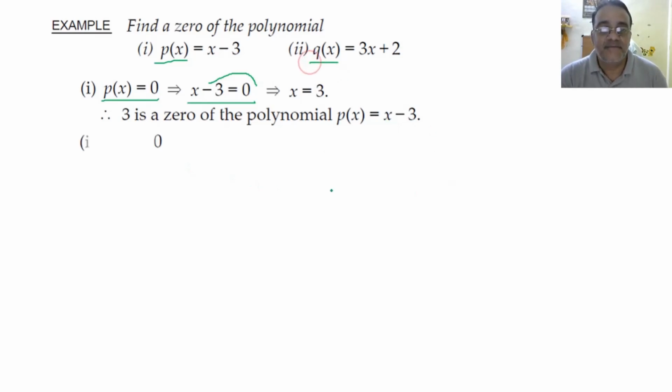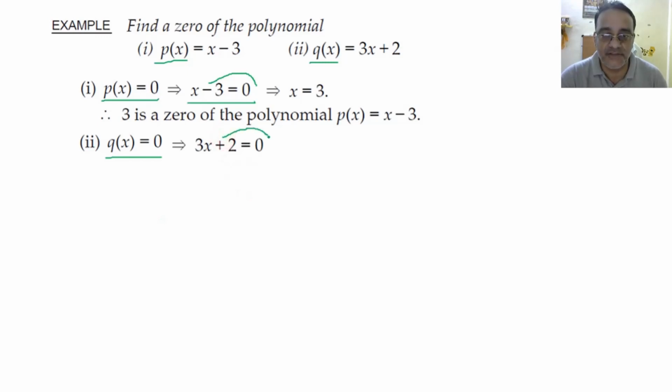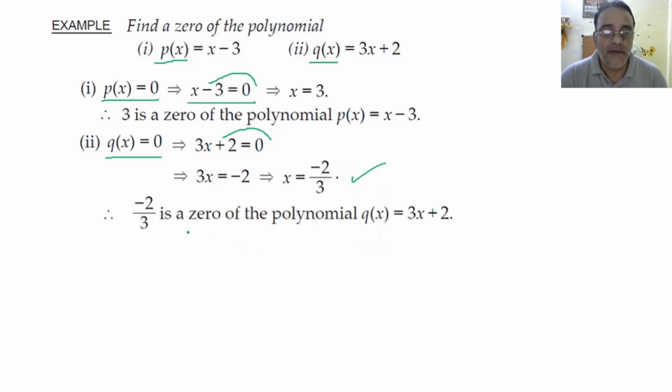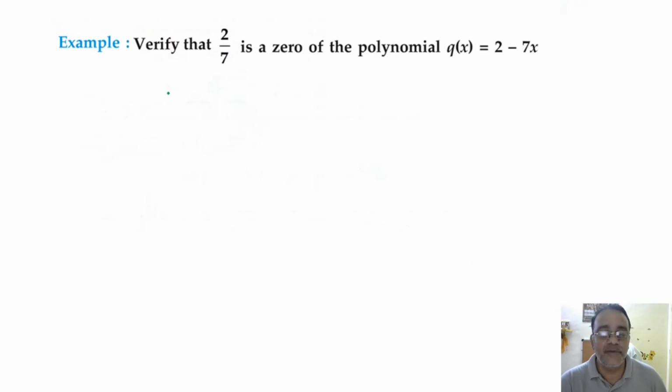Second bit, q of x is equal to 0, we equate it with 0. So 3x plus 2 is equal to 0. Now shift plus 2 to this side, it will become minus 2. Now what is the value of x? x is equal to minus 2 by 3. So therefore minus 2 by 3 is a zero of this polynomial. Any doubt in this question? No, sir.